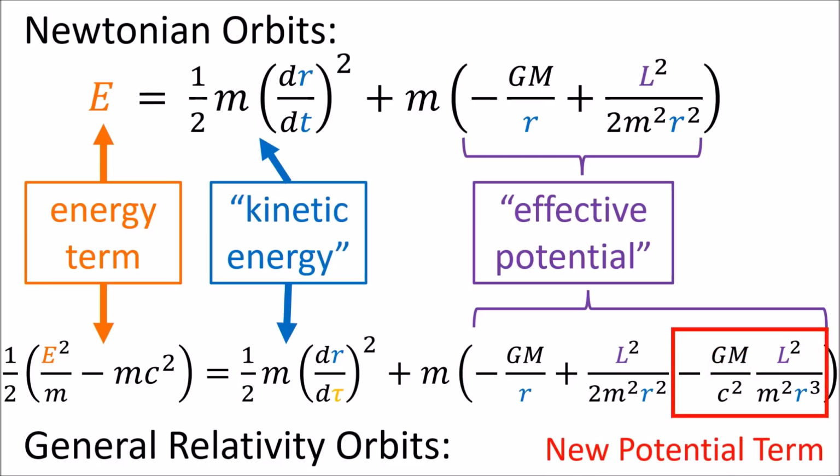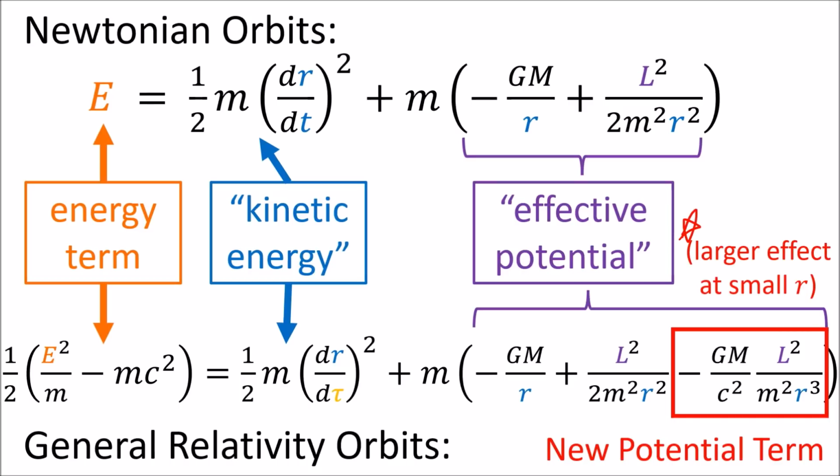This last term goes to 0 very quickly when r is large, but it can have a very large effect for small r. So the main differences between massive body orbits in Newtonian gravity and general relativity should only occur at small values of r, due to this new 1/r³ potential term.